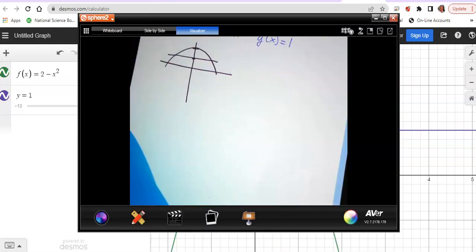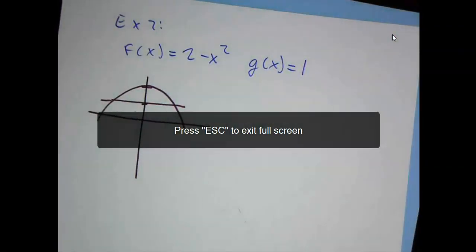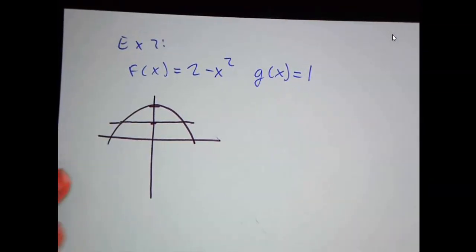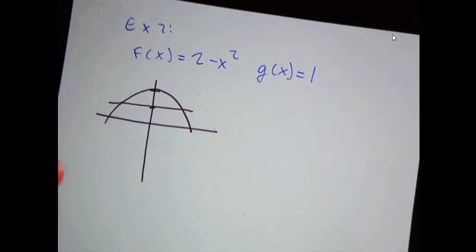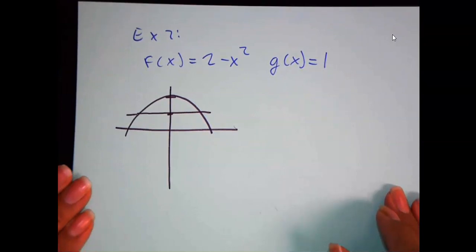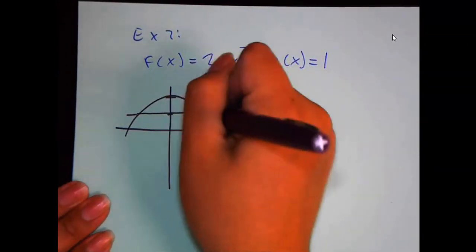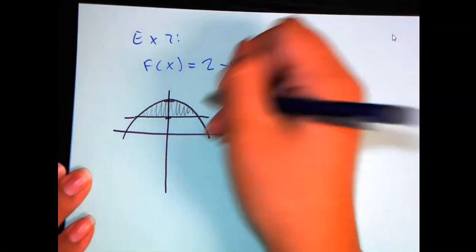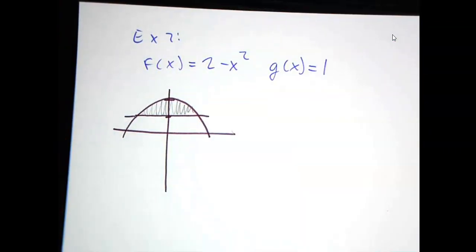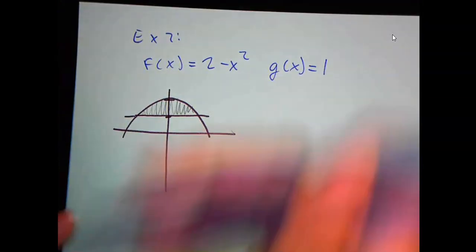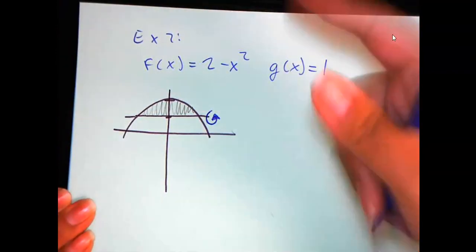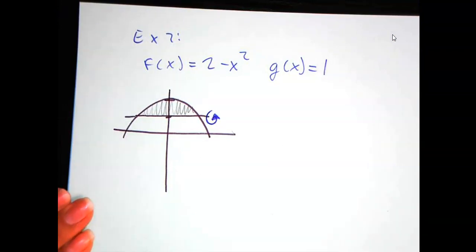I'm going to do a sketch of the graph so you guys can see what we need to do. So we have here, this is f of x, this is g of x. The area that I want to do the revolution of is this area right here. And I want to revolve it around this line right here. It is still in terms of f of x.